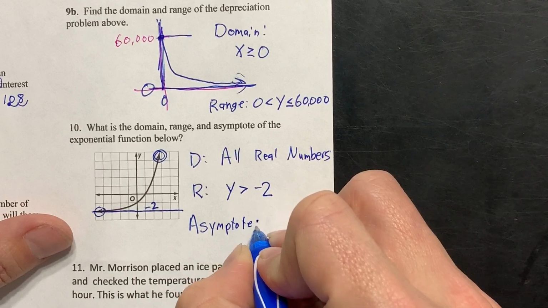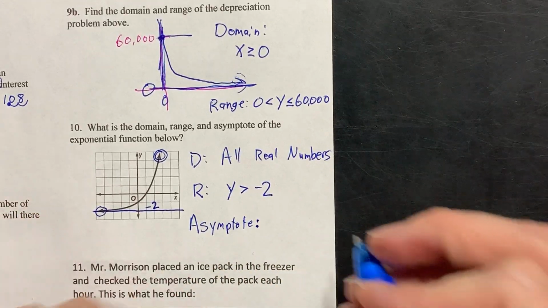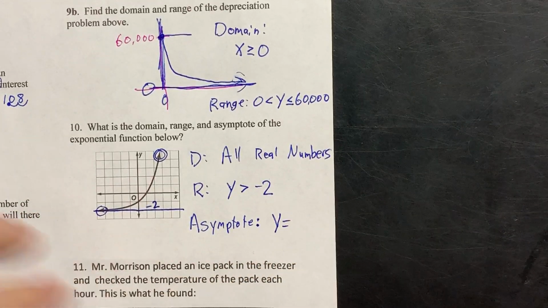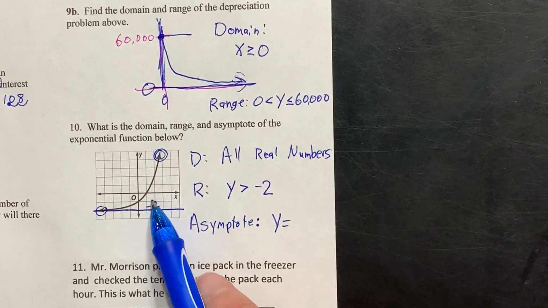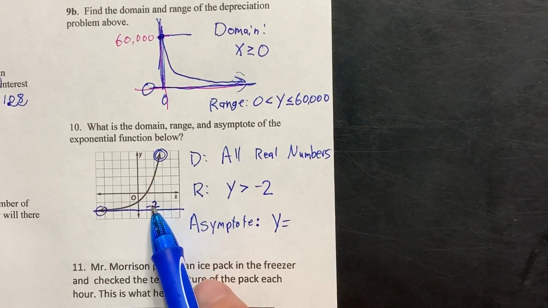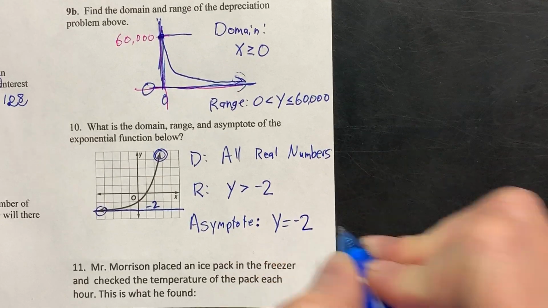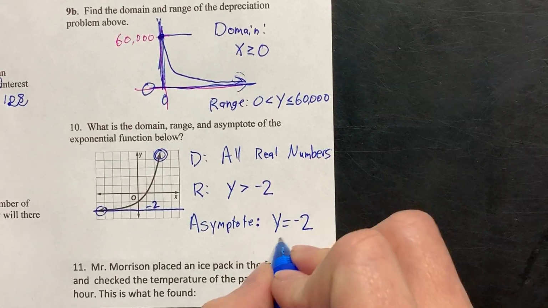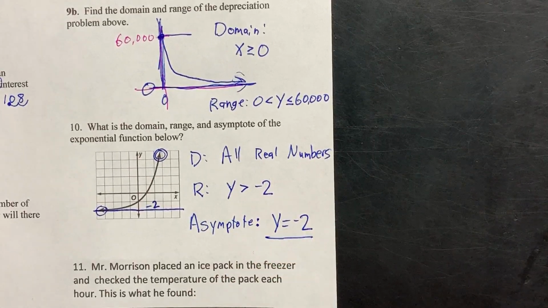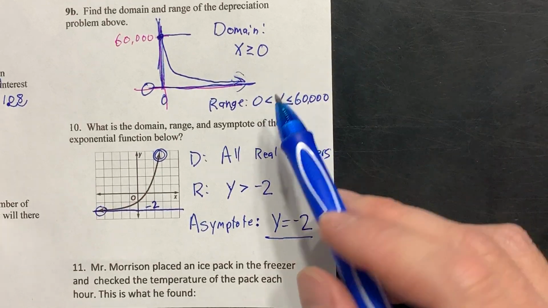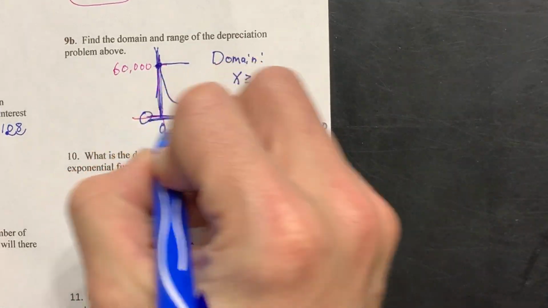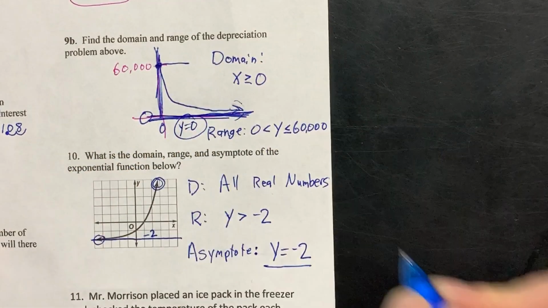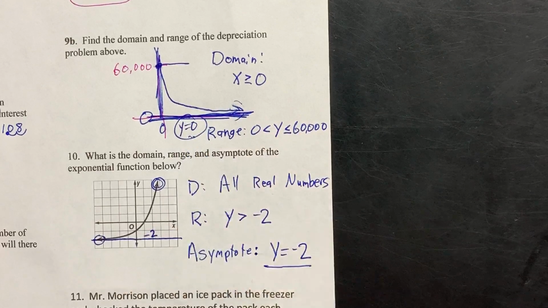There's a question on your test that asks about the asymptote. Asymptotes are always y equals something. That number is how far down or up the asymptote is. Most of the time it's at 0. This is a different, unique graph. It is down 2. So make sure you know that it's y equals whatever number. This one up here, for example, the asymptote right here would be y equals 0. You'll see that tomorrow.